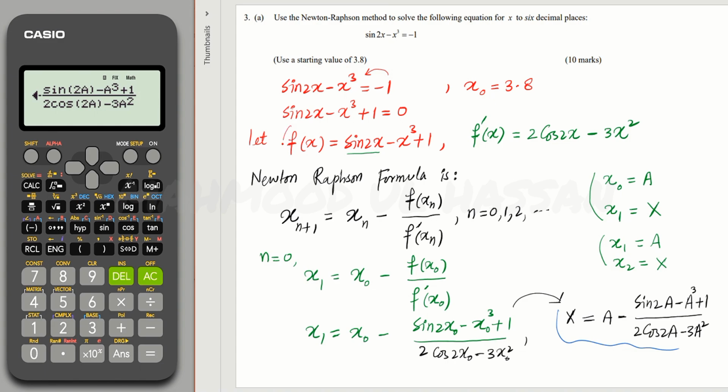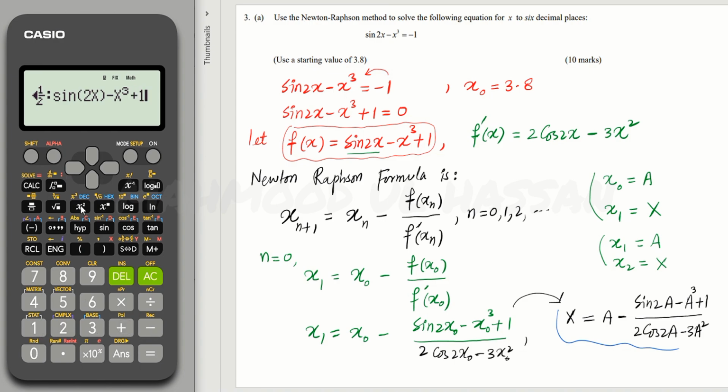Basically we need the function value at the points, right? So for this again we have to click alpha and then this integral button, so you will get the columns. Now you have to write this sine 2x minus x cube plus 1. Okay, so sine 2 and x minus x cube, so alpha and this button x cube, then plus 1.